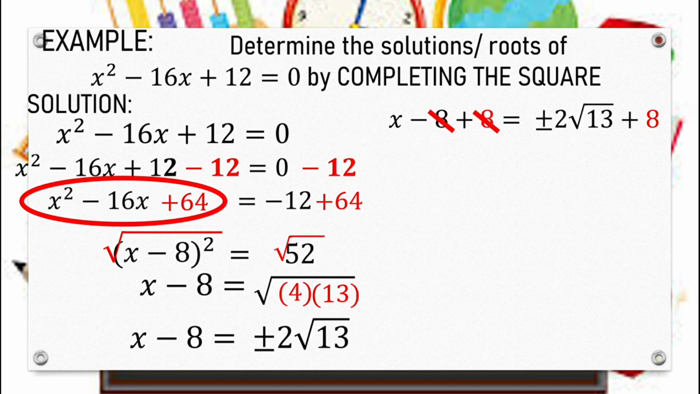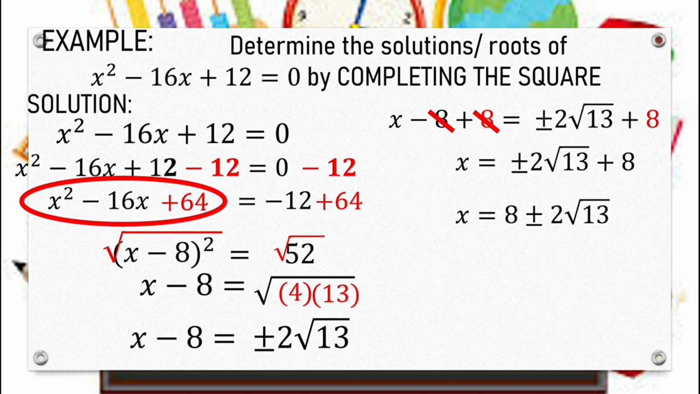We will eliminate it on the left side and the simplified equation becomes x is equal to positive or negative 2 square root of 13 plus 8, or it can be written as x is equal to 8 plus and minus 2 square root of 13. This means the solution of x squared minus 16x plus 12 equals 0 would be 8 plus and minus 2 square root of 13. Let's have another example.